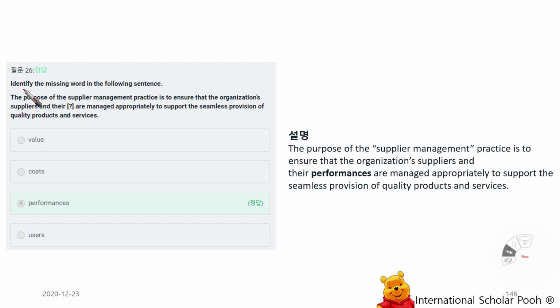Identify the missing word in the following sentence. The purpose of the supplier management practice is to ensure that the organization's suppliers and their performance are managed appropriately to support the seamless provision of quality products and services.